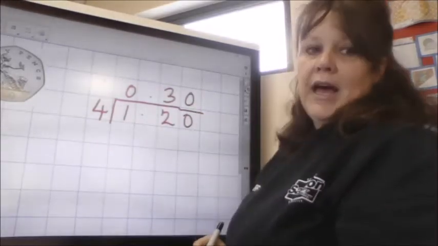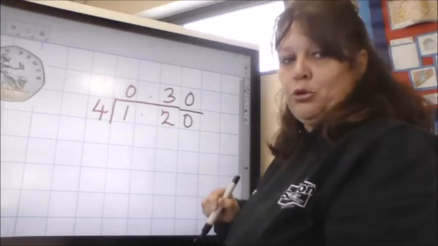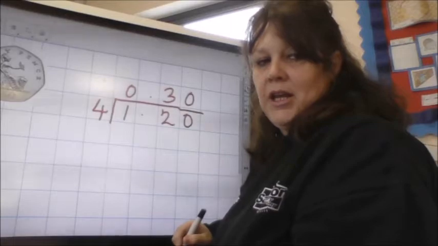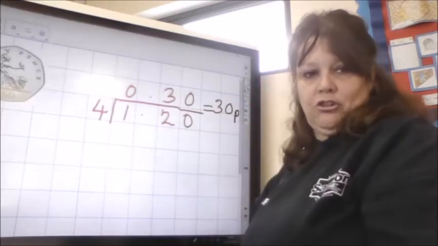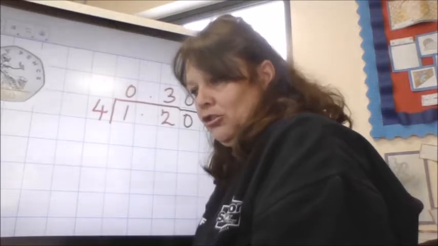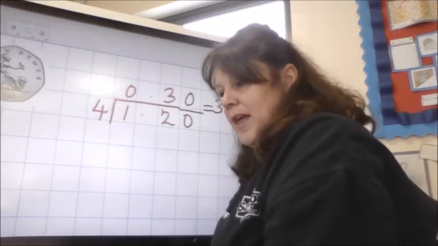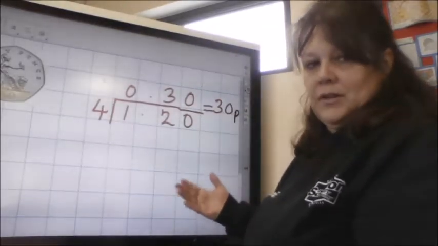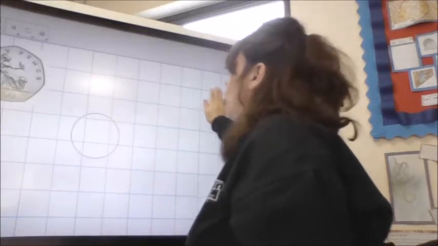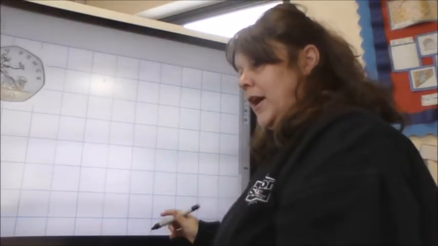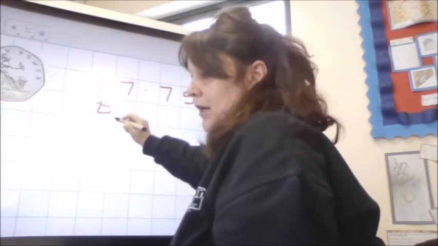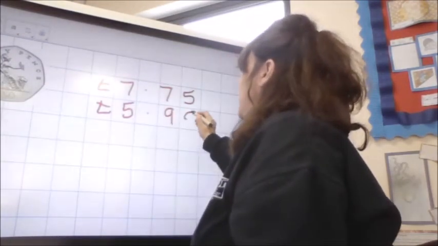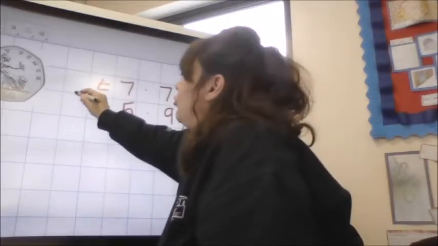So I know that if I've got £1.20 and they're all going to share it between them, these 4 girls, they will all get 30 pence each. Okay, 30 pence each. So what if I see something that is work out the difference? Okay, work out the difference. So I might have, this time, the difference of £7.75. Okay, and I might have £5.99. Now, when I see difference, it means I've got to subtract.